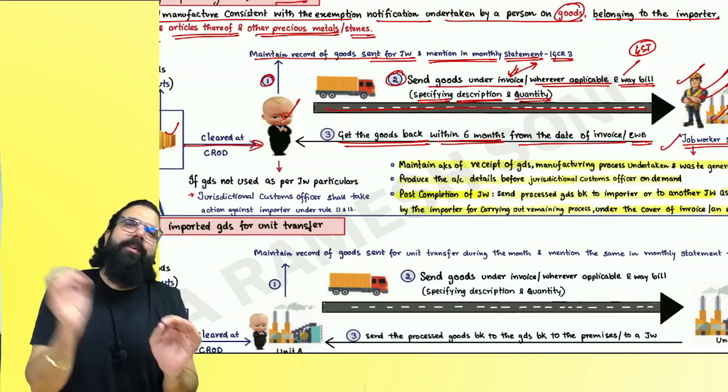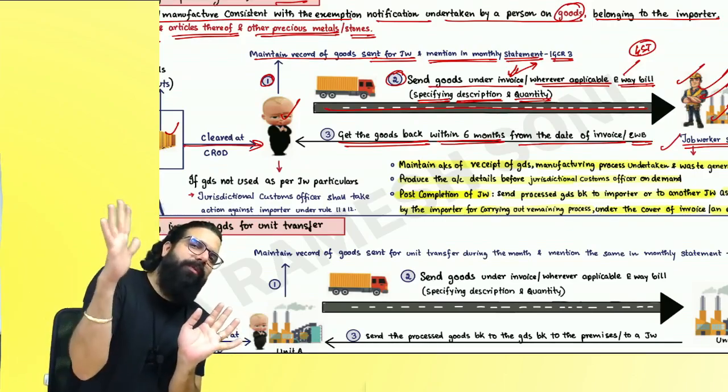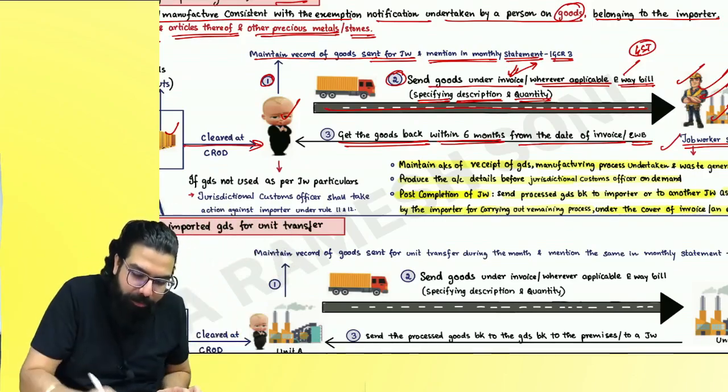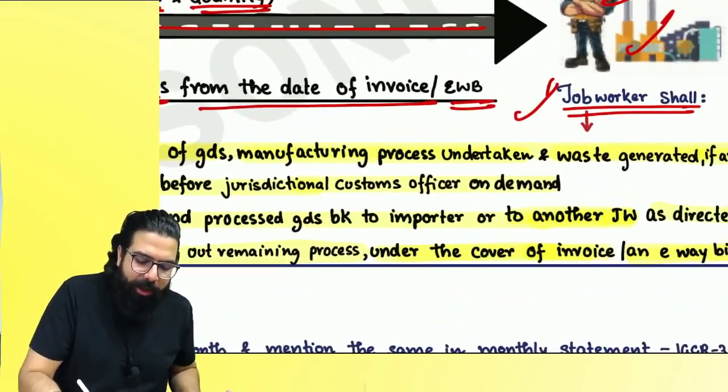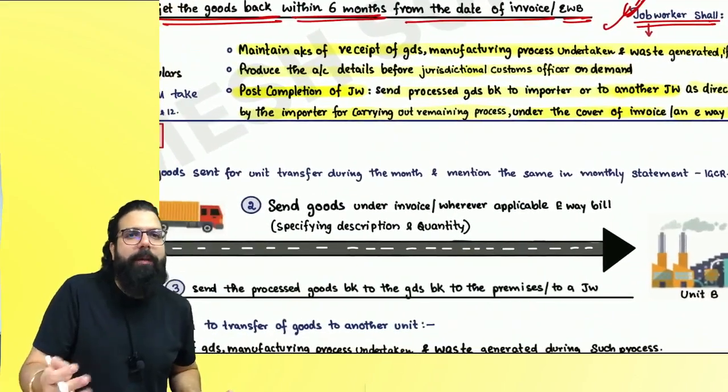In the exam, you should say what the rule tells: that it should go along with an invoice or e-way bill. It is not told otherwise, only "or e-way bill". Can I go ahead, everyone? And number three, the job worker should maintain a record of the manufacturing process he has undertaken. What is the waste which is generated? He should give the details to the jurisdictional officer whenever he requests.